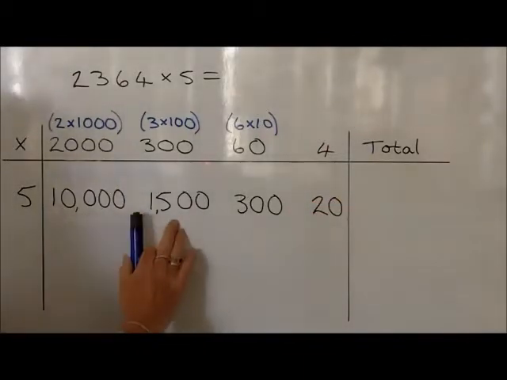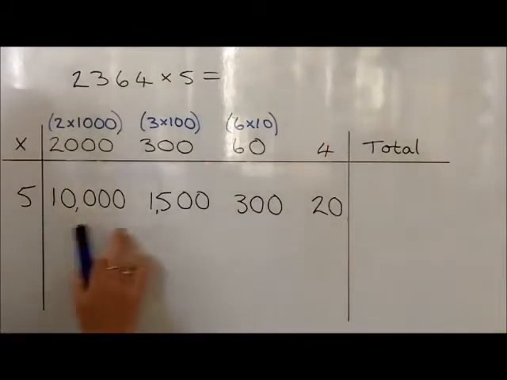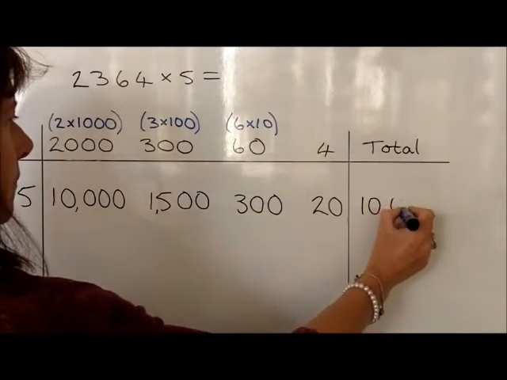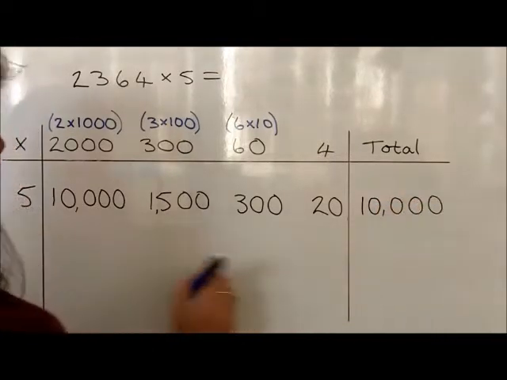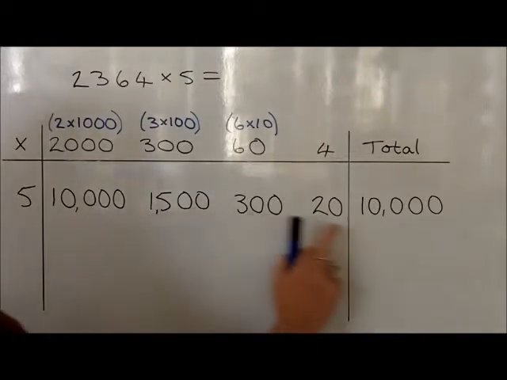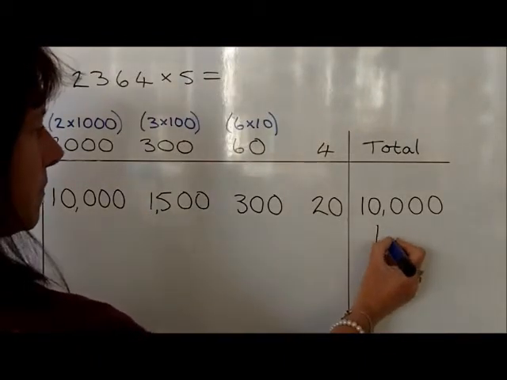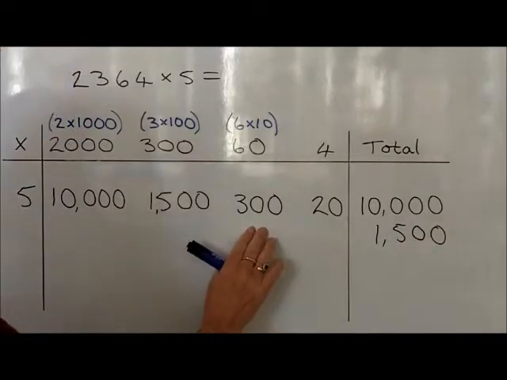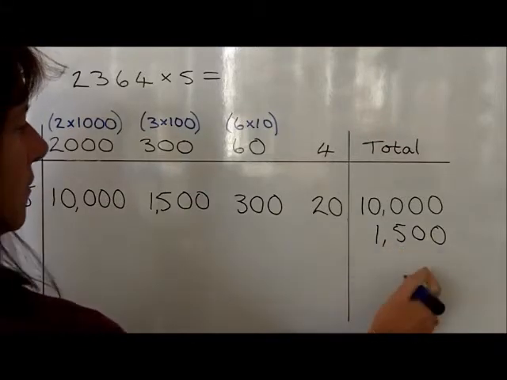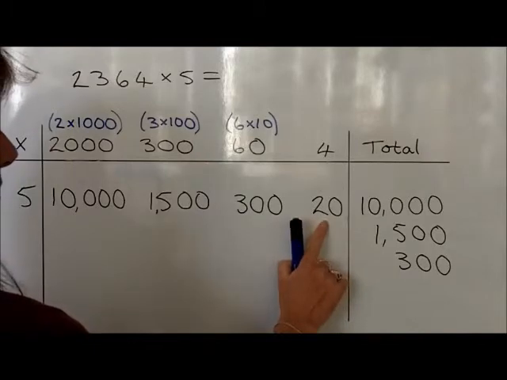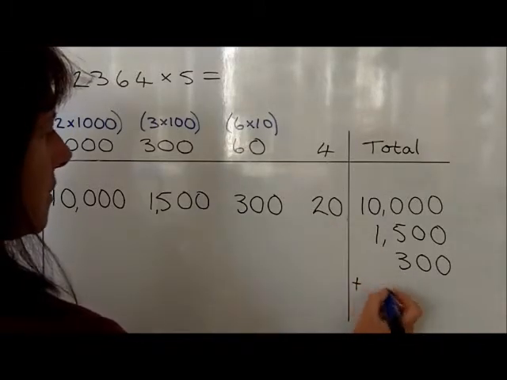We now need to add back these separate partitions. So we write the 10,000 over at the side. We're then adding on 1,500, making sure the 1,000 is in the thousands column. Then add on the 300, making sure the 3 in the hundreds goes underneath the 5 in the hundreds. And we finally add on the 20, making sure we put our addition.